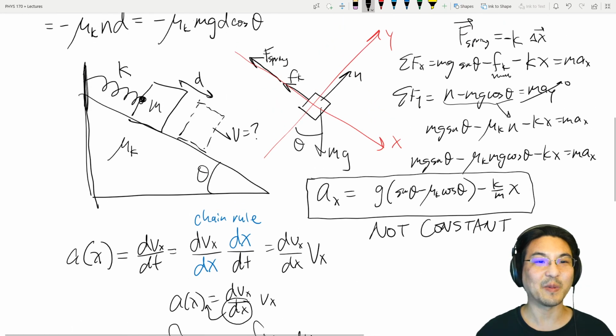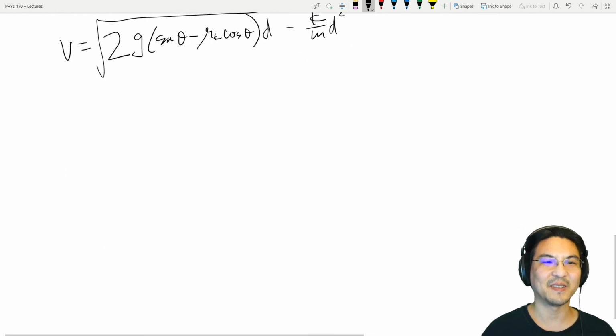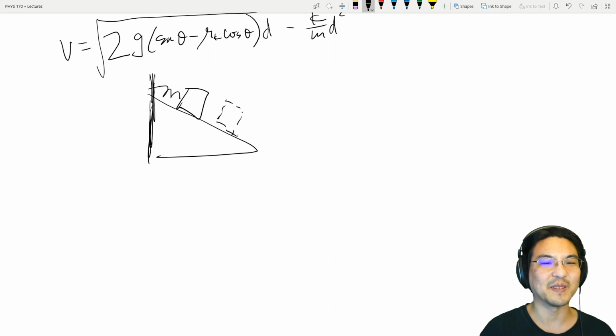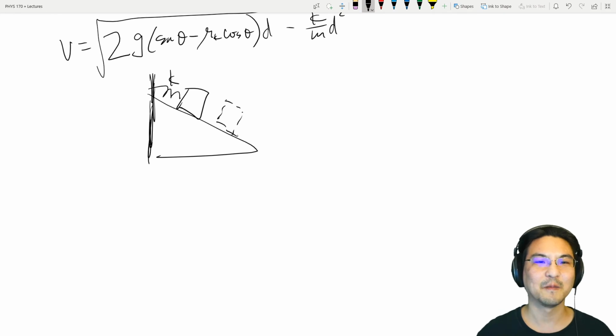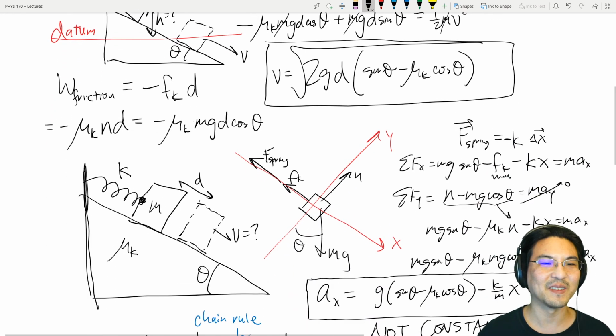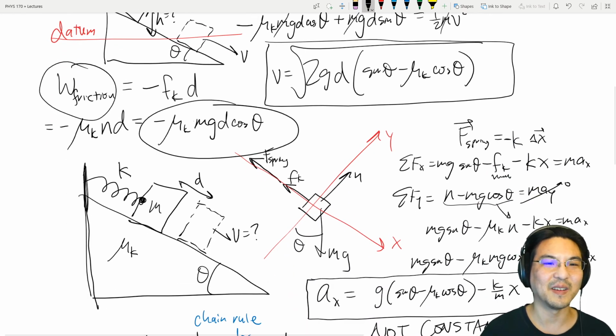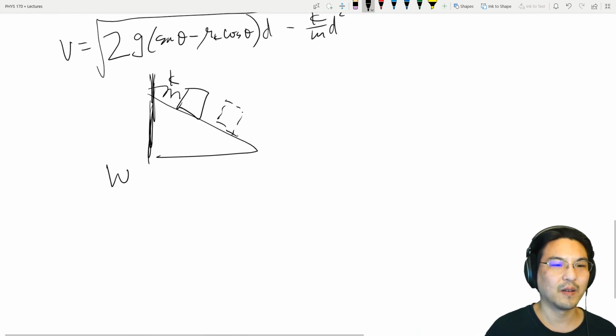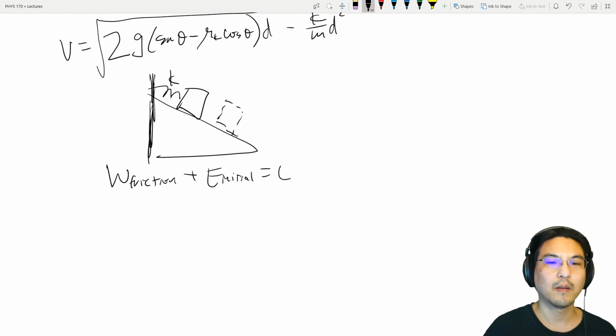Let's say you did this exact same problem energy way. I'm going to go a little bit faster because it's very similar to the other problem we just did. So how much work is being done by friction, just like what we did before. So I'm just going to recycle that one. The work by friction was right here. The work by friction here. Mu k mgd cosine theta. Okay, so same as the last time we did it.